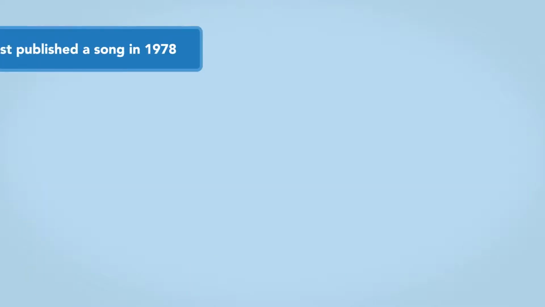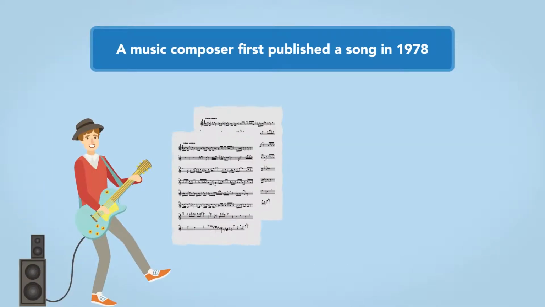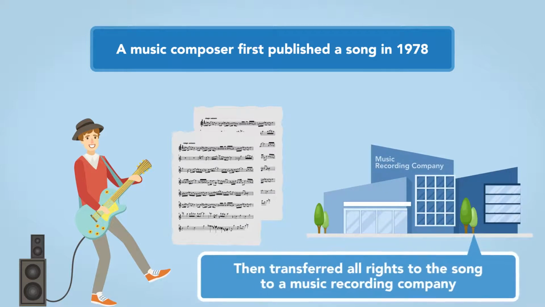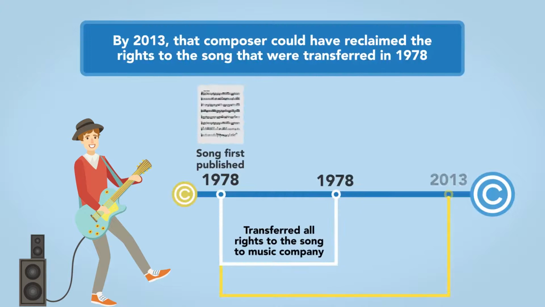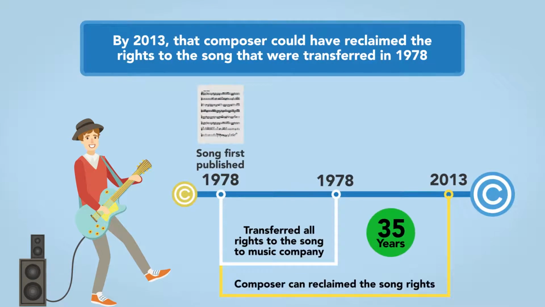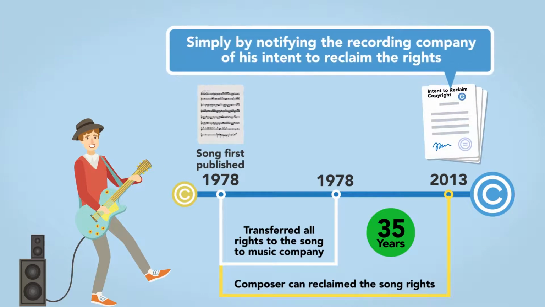For example, a music composer first published a song in 1978, and then transferred all rights to the song to a music recording company. By 2013, that composer could have reclaimed the rights to the song that were transferred in 1978, simply by notifying the recording company of his intent to reclaim the rights.